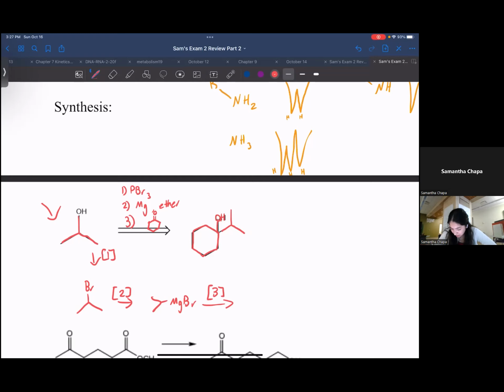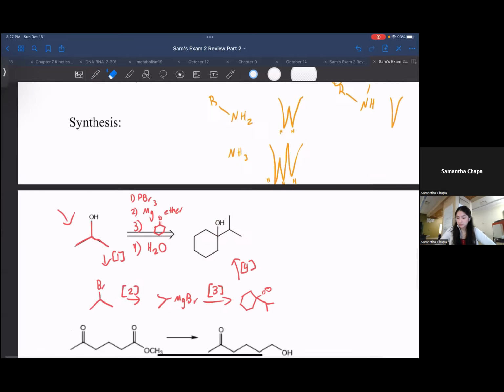Let's see if that's the end product. Oh no, it's not. Almost. That'll give me a negatively charged oxygen and a new carbon-carbon bond. And then we have one more step. Step number 4, being just a protonate. So I can protonate using H2O, and I can get my end product. This right here.